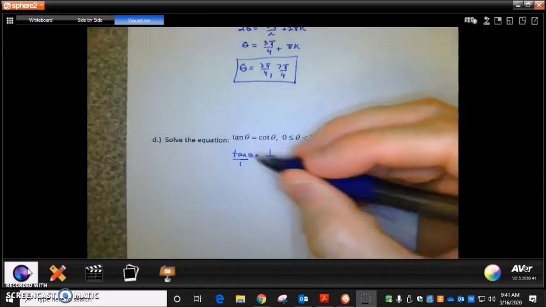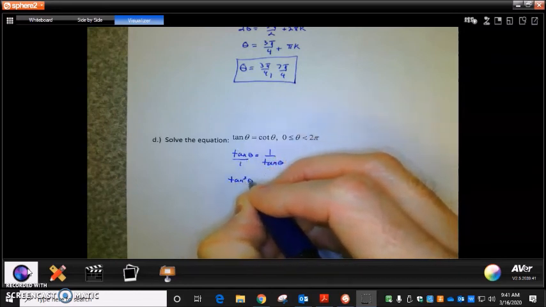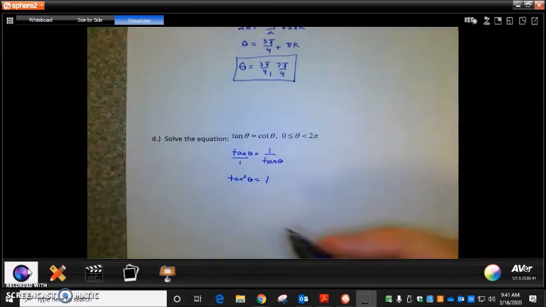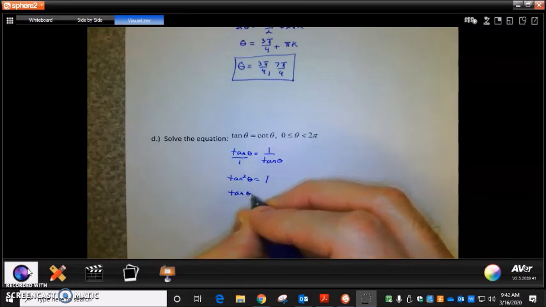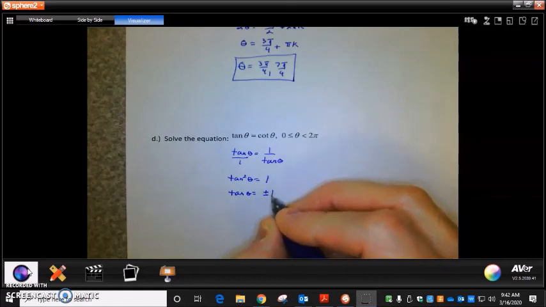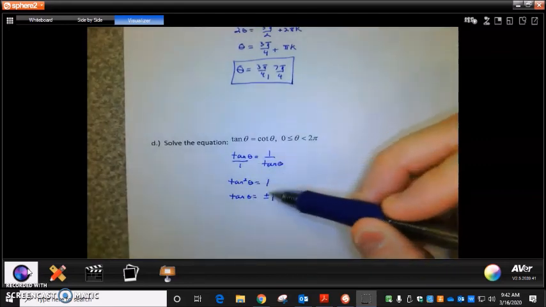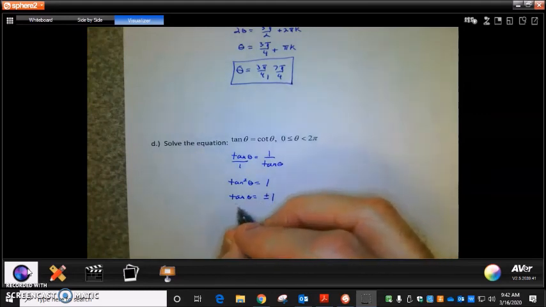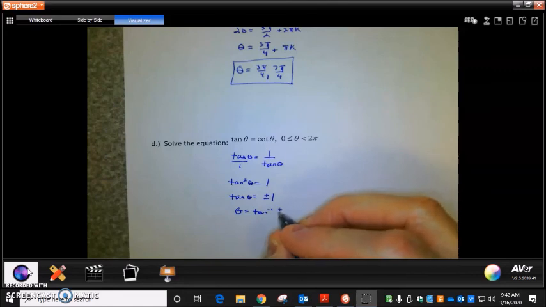I could cross multiply. I could multiply this direction and get tangent squared theta equals, multiply this direction, that's just going to be 1. I could then take the square root of both sides, which is going to be tangent theta equals, well, the square root of 1 is 1, but it's positive and -1, and that is a common mistake that you're going to make. You're going to take the square root, and you're going to forget the plus or the minus. So now, theta is the inverse tangent of positive and -1.